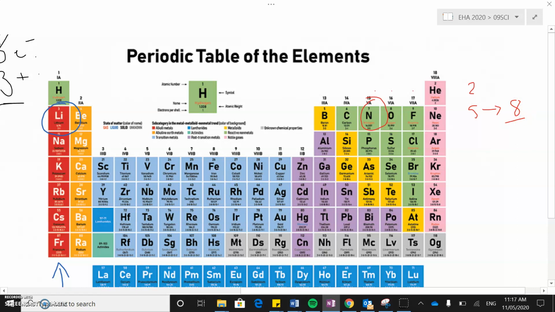That means it needs to gain 3 electrons.